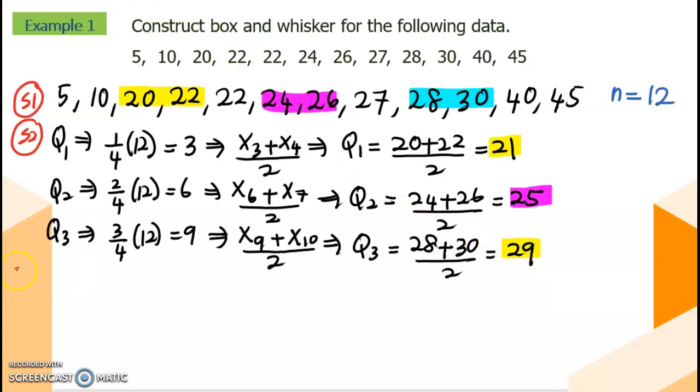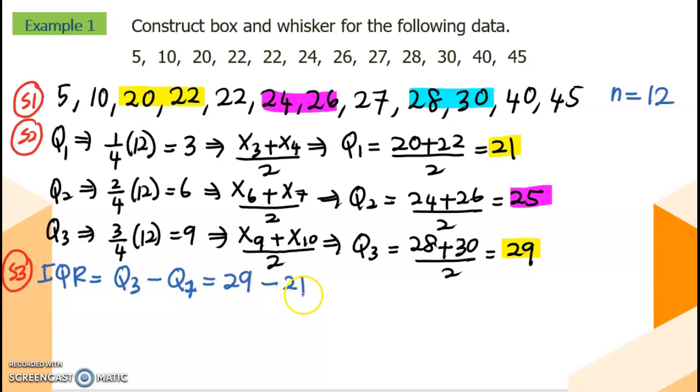Third step, we are going to determine if there are any outliers. So we need to find the interquartile range. The formula is Q3 minus Q1. Sorry, it's not Q2, it's Q1. 29 minus 21 equals 8.